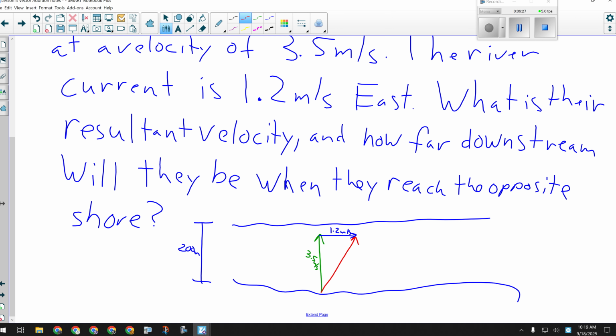Now, how hard would it be to calculate the magnitude and direction of that velocity? Not very hard. These are perpendicular vectors. These were like the second kind we went over. I already have the two sides of that triangle, so all I have to do is calculate this side. That'll just be a Pythagorean theorem calculation: 1.2 squared plus 3.5 squared.